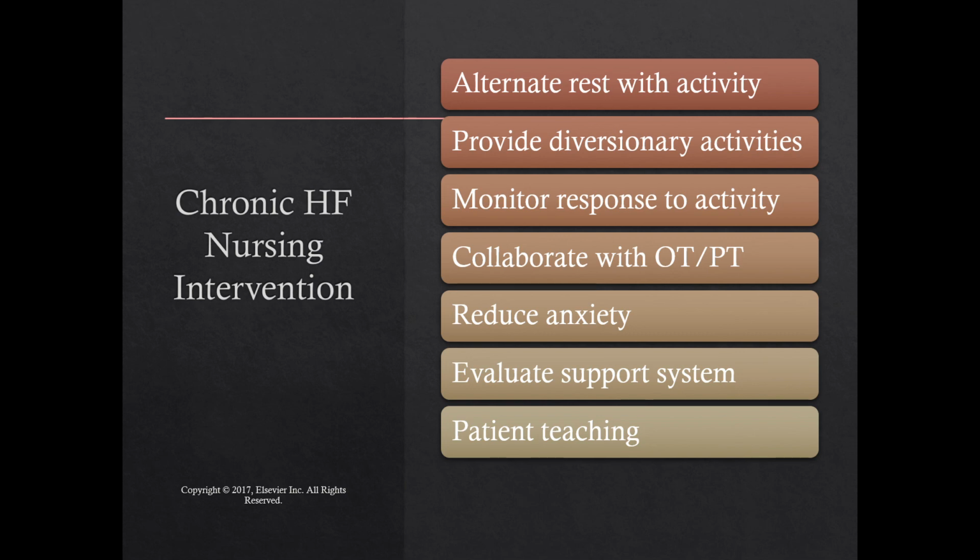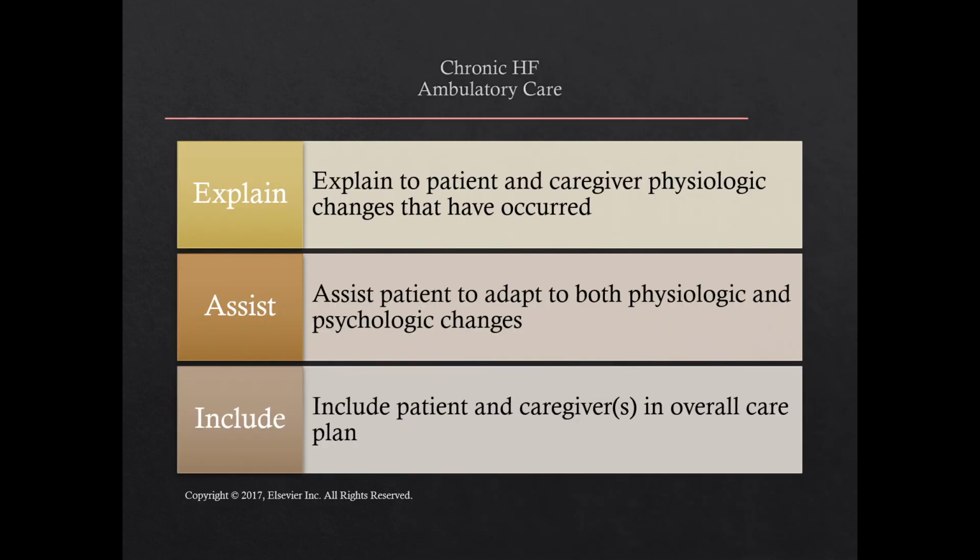So alternate rest with activity. Tell them to not exercise too much all at once. Keep them distracted. Monitor response to activity. Have them write it down. Work with OT and PT. Reduce anxiety or stress in your life, because stress is what leads your heart to have to work overtime anyways. And then look and see, make sure you have family, friends that you can live with, or that'll be at your side. And then we have to learn about patient teaching.